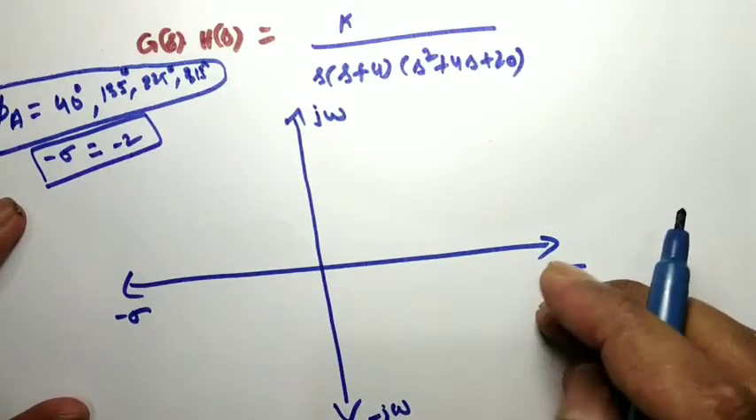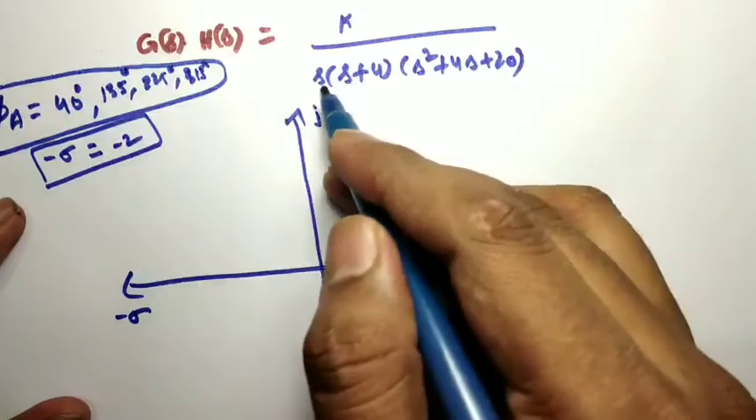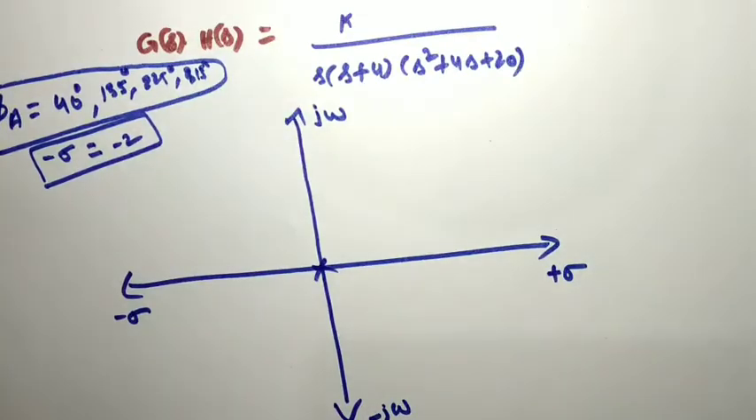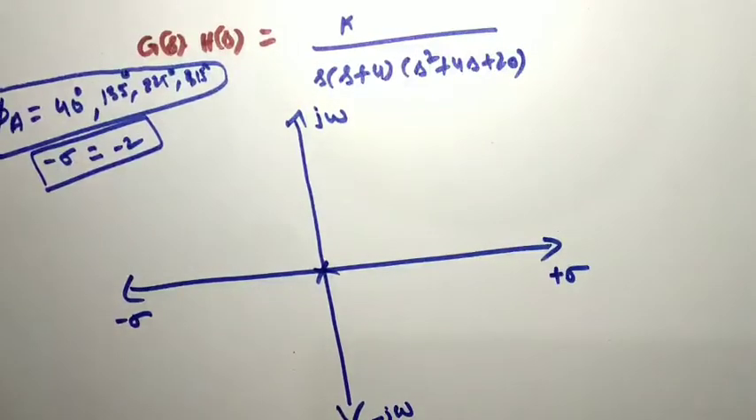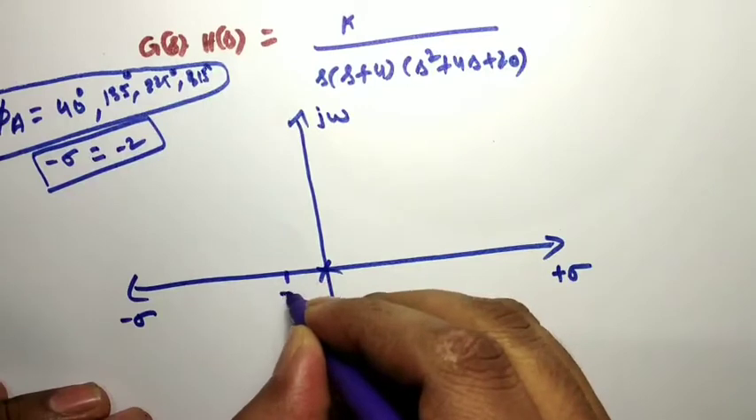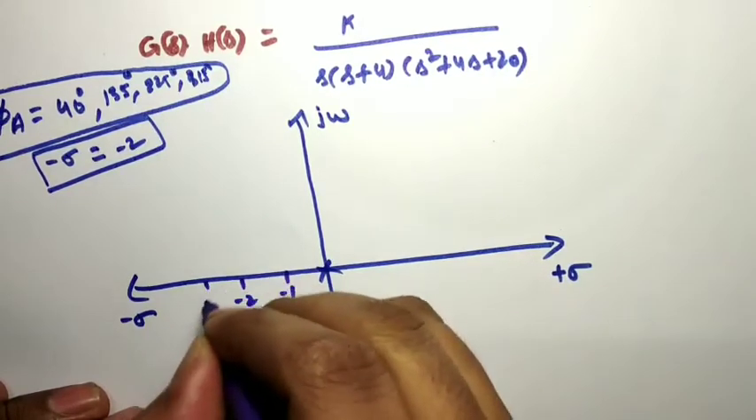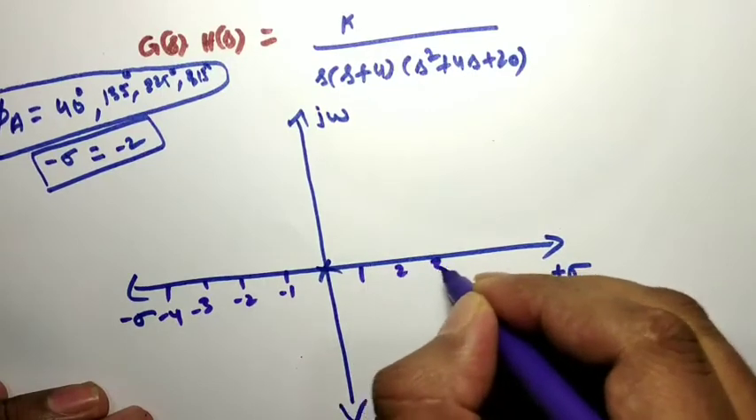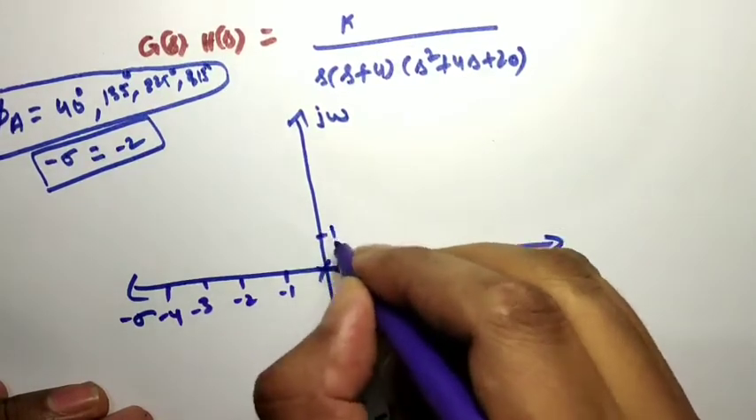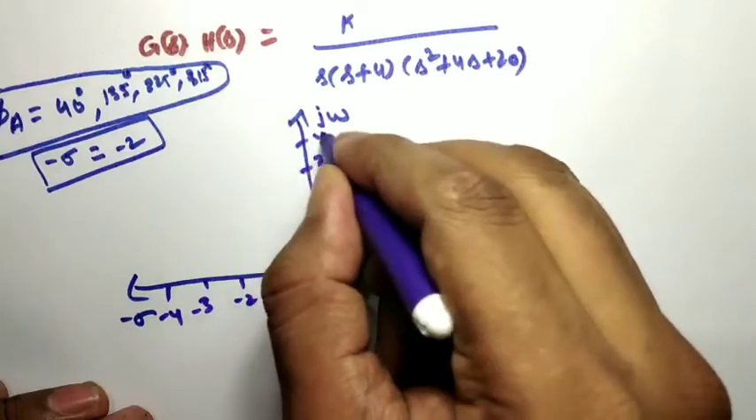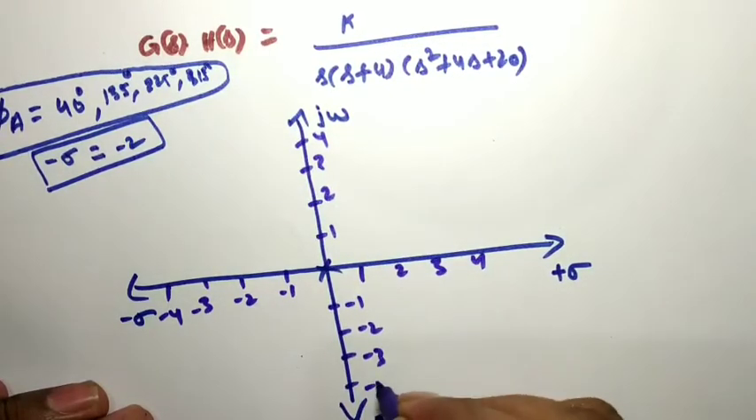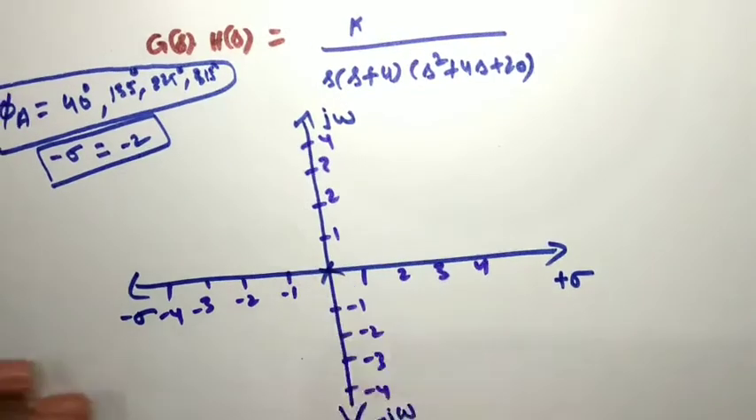So first I am going to look at the rules. Here s is equal to 0 is one pole, and s is equal to minus 4. If you take here minus 1, minus 2, minus 3, minus 4, and 1, 2, 3, 4, these are the plus. 1, 2, 3, 4, minus 1, minus 2, minus 3, minus 4. So one root I have located here.